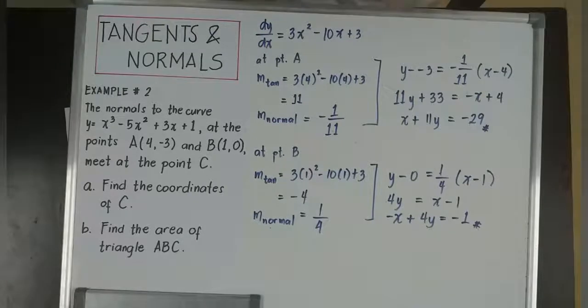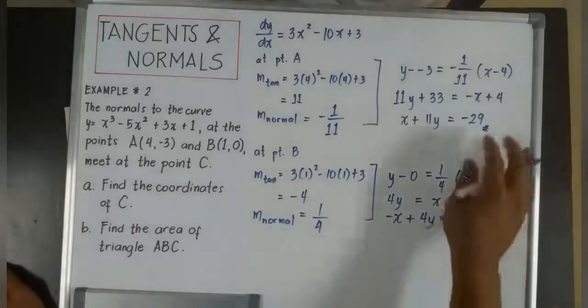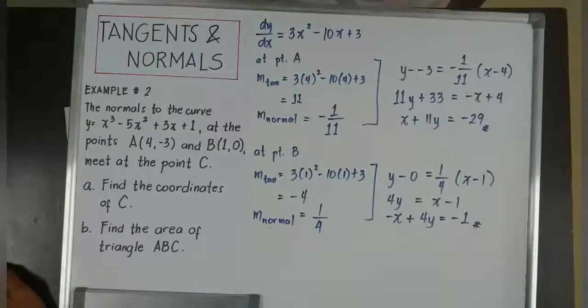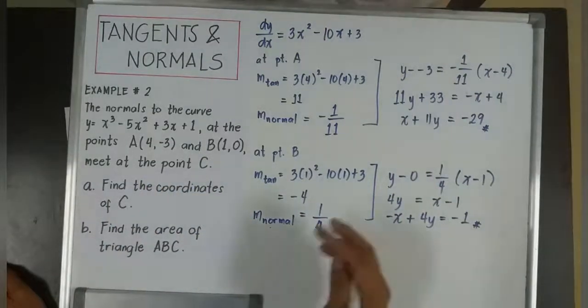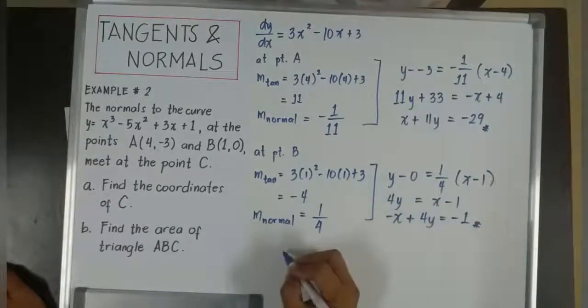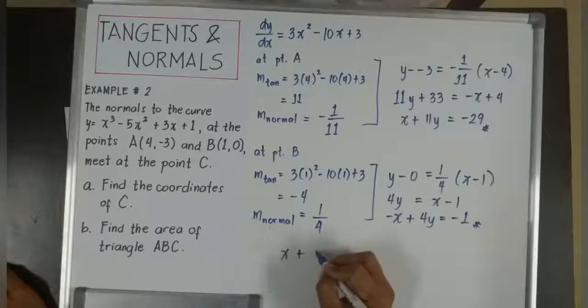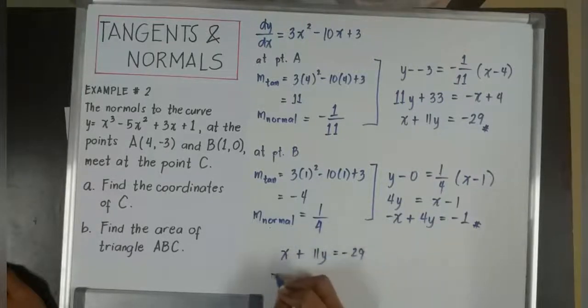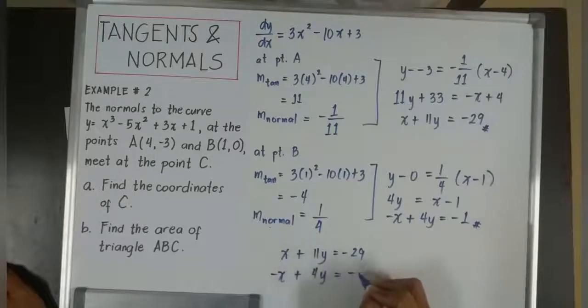Next, to find out the coordinates of point C, as I've said a while ago, we solve the two equations simultaneously. So I'll have x plus 11y is equal to negative 29, and negative x plus 4y is equal to negative 1.